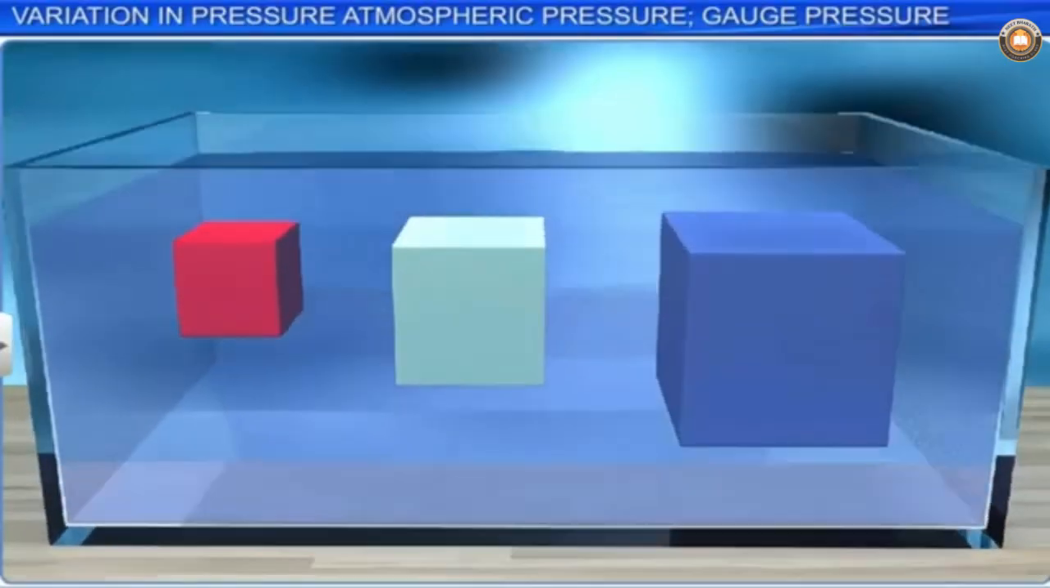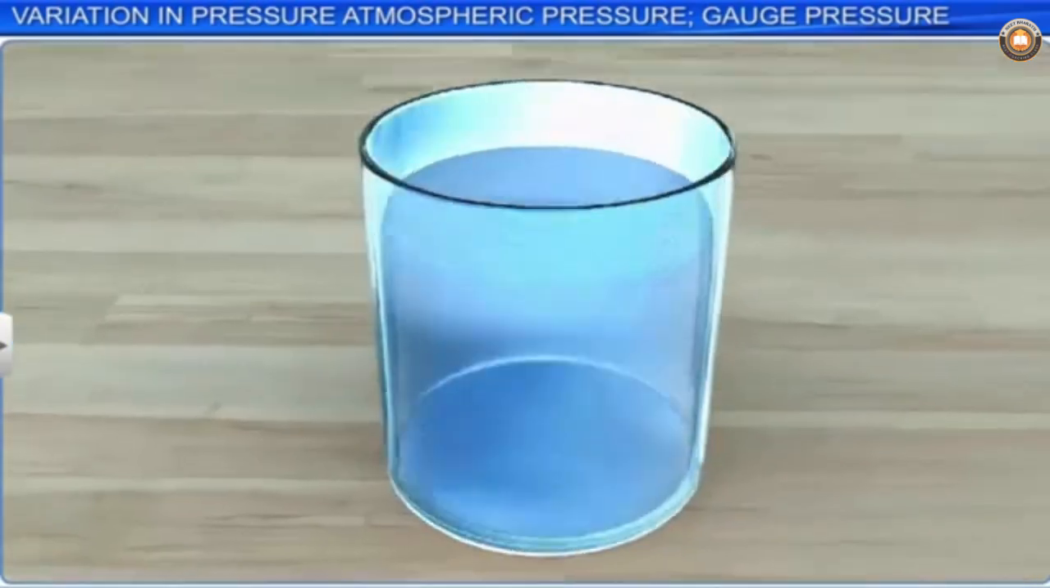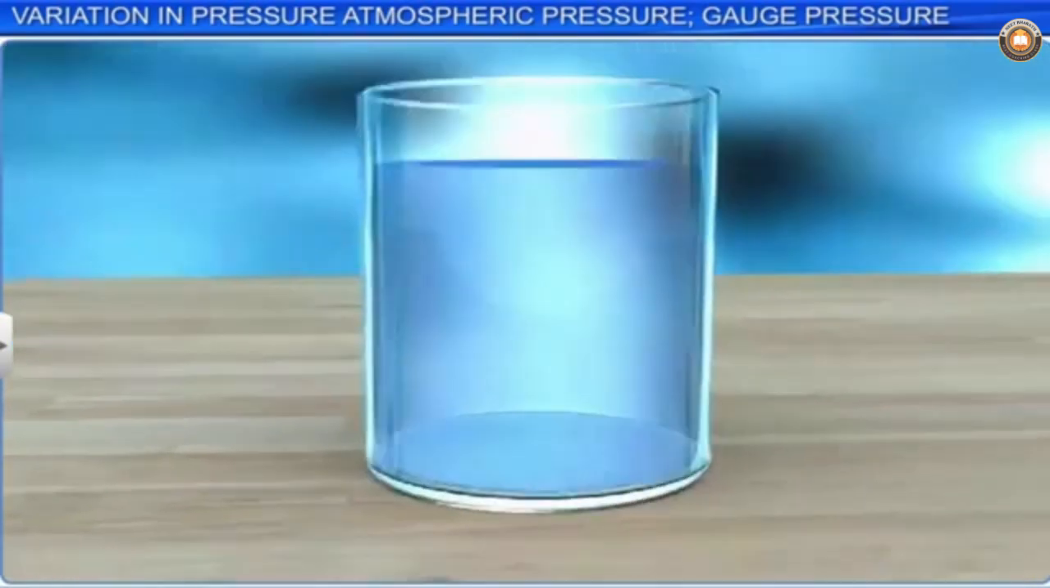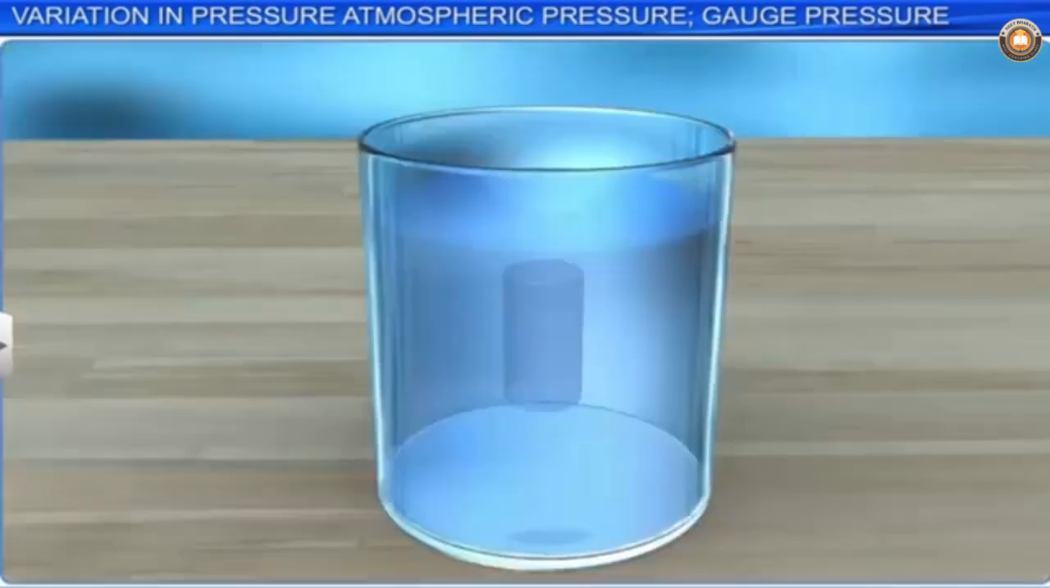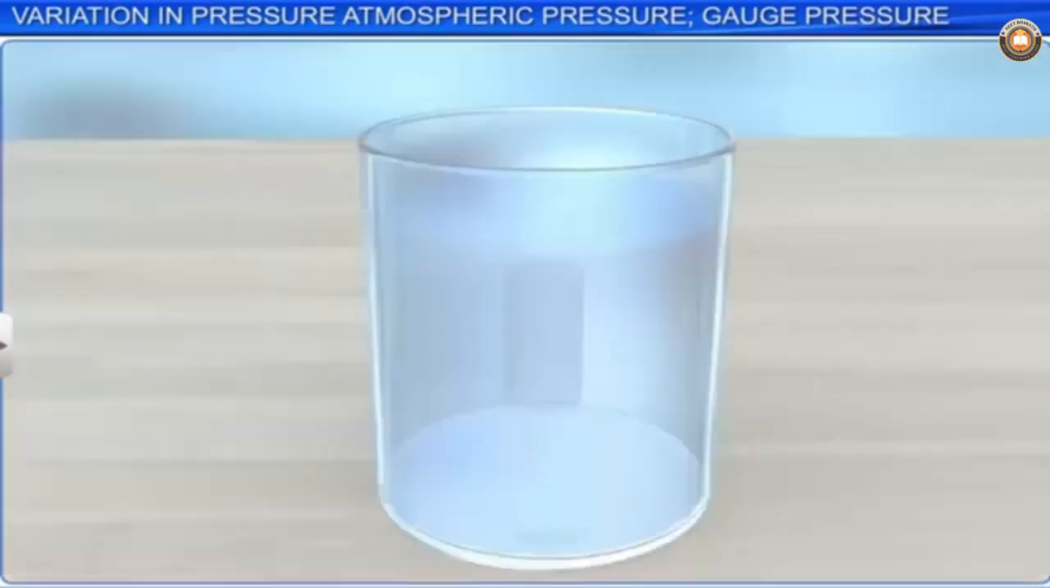The pressure on an object submerged in a liquid is independent of the area of cross-section. Consider a liquid in a cylindrical container. Now, consider a cylindrical element of the liquid with base area A and height h. In it, let mg be the weight of the cylindrical element. Let 1 and 2 be points on the flat surfaces of the element at its top and bottom.